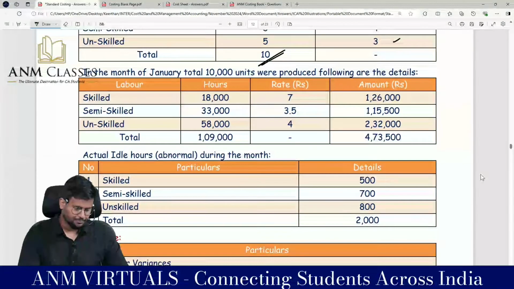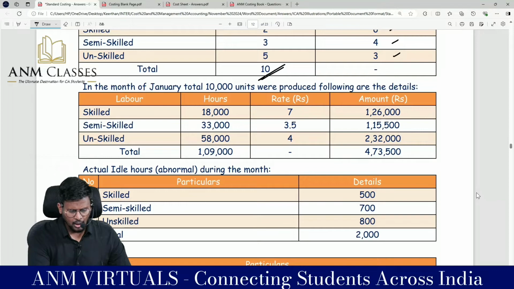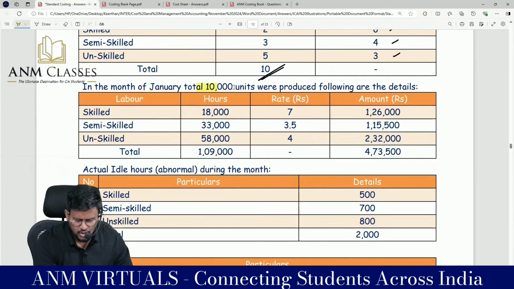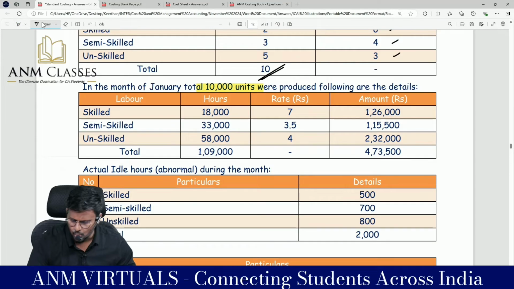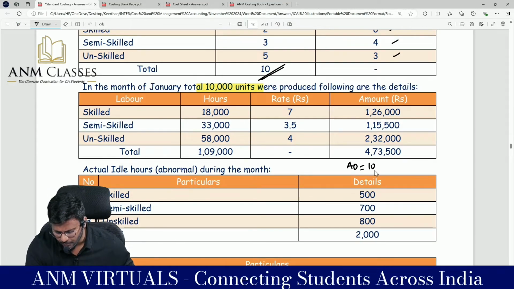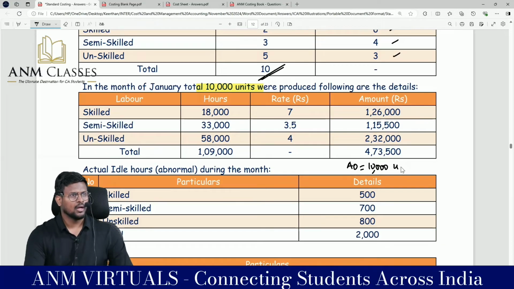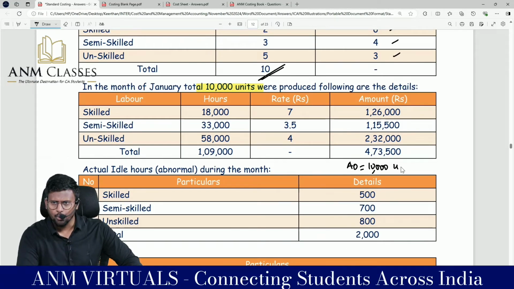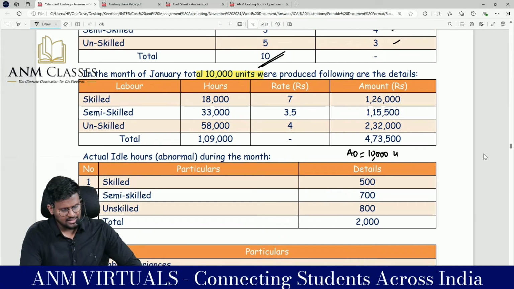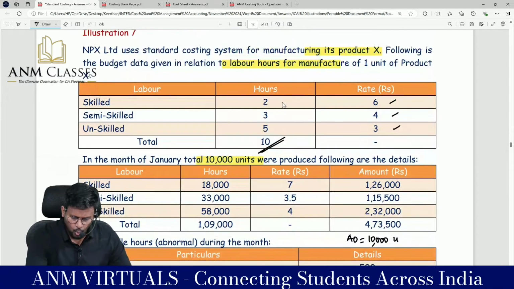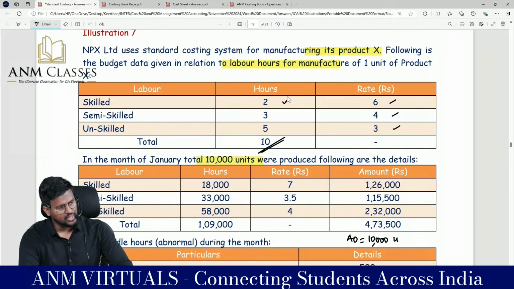Shall I proceed? In the month of January, total 10,000 units were produced. That means actual output. So the actual output is equal to how many units? 10,000 units. Once a question is having actual output, then the things are very easy. Following are the details: skilled, semi-skilled, unskilled. So actually 10,000 units into 2 comes to 20,000, which is the standard hours.